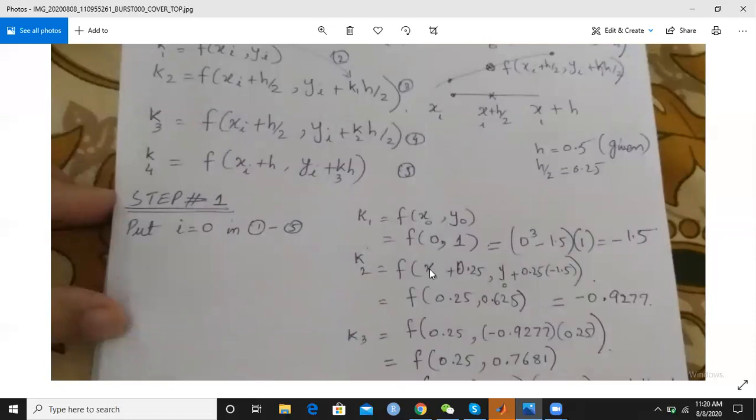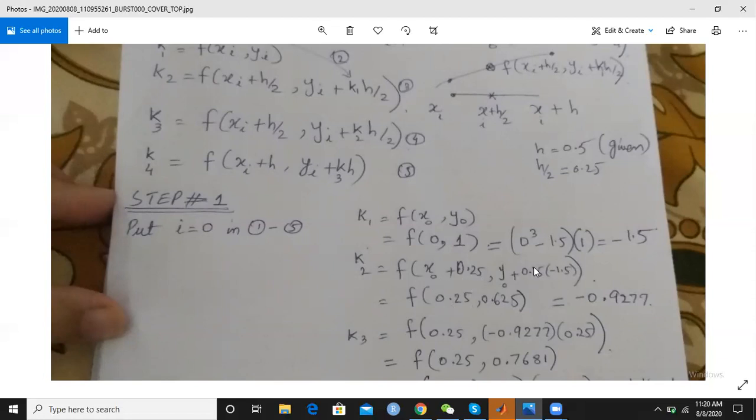How will you change the input? You will say x naught is 0, and 0 plus h by 2. H is given to you in this question. I have given h is equal to 0.5. If h is 0.1, then of course h by 2 is 0.05. For this question, h is 0.5, so h by 2 is 0.25. So x naught plus h by 2 means 0 plus 0.25, which is 0.25.